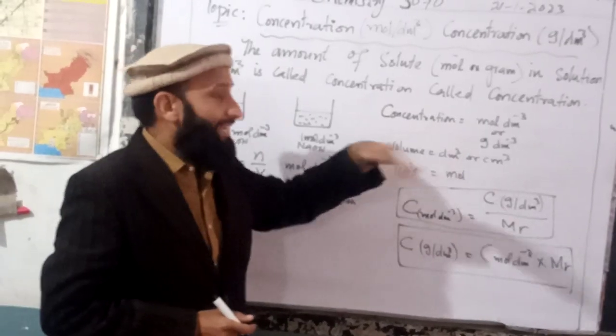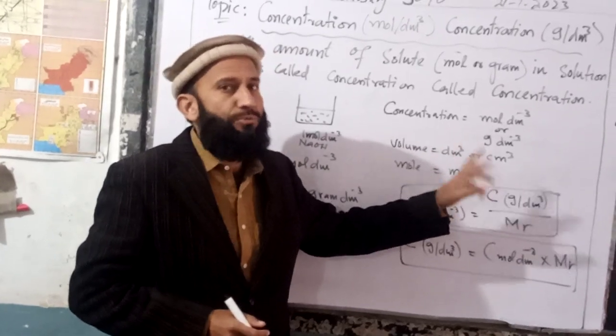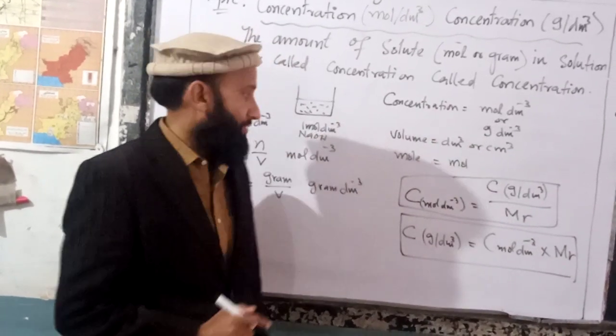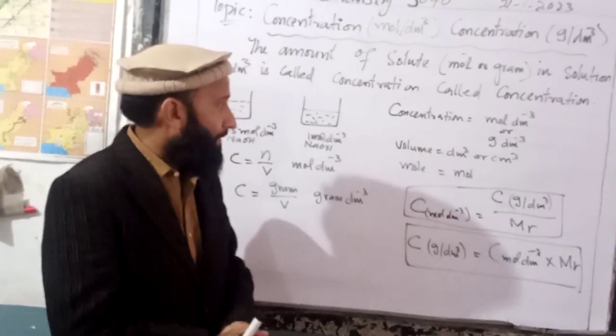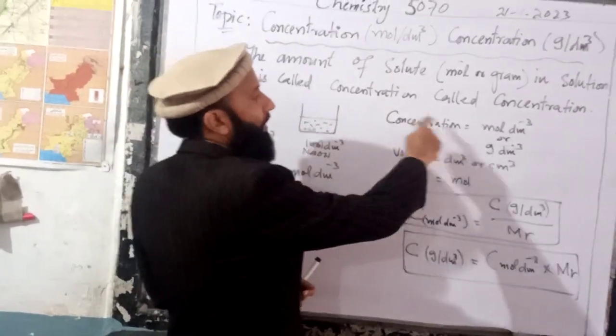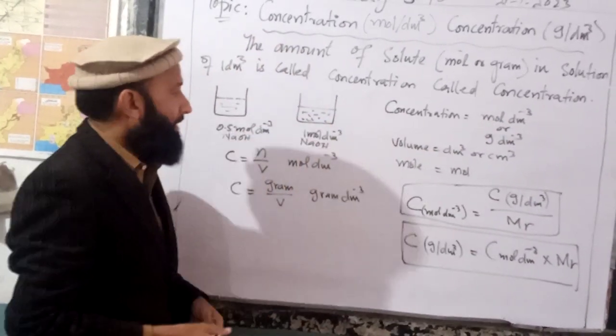So you will say that value will be the concentration, and volume will be in dm cube or in cm cube. It will also be given in the questions. And mole is simple, you know that this is a mole. So whenever mole per dm cube is given along with the number, that will be your concentration. Volume will be in dm cube.